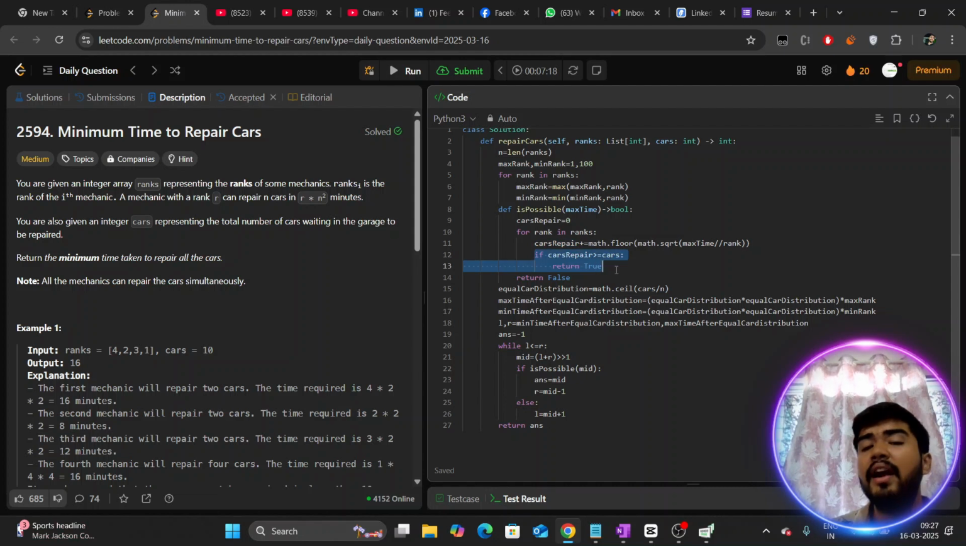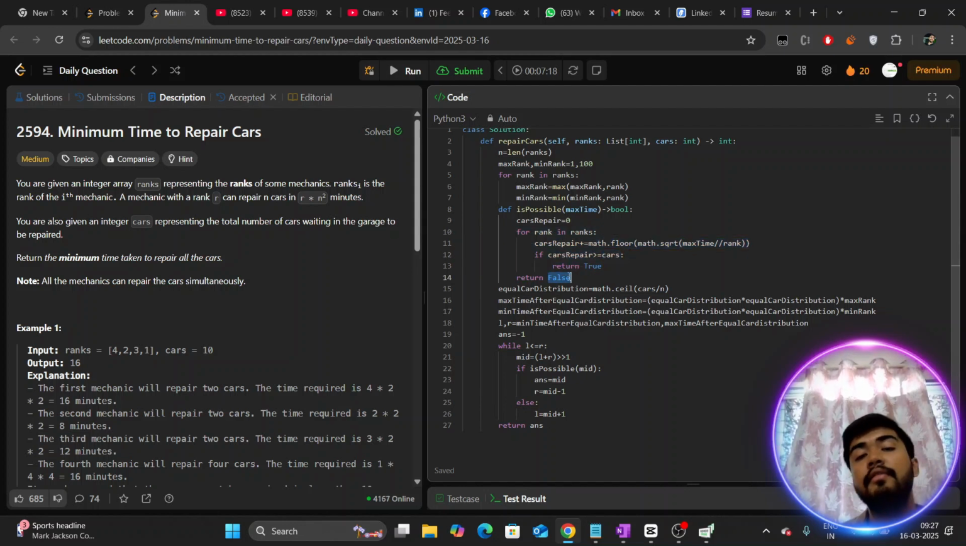And if at any particular time we are able to repair more than or equal to the number of cars given to us, then we can return true. That is a valid arrangement. We are able to repair that many cars with this max time as a boundary. And if the entire for loop executes and we are not able to repair the number of cars in our garage, then in that case we return false altogether. It is as simple as that.